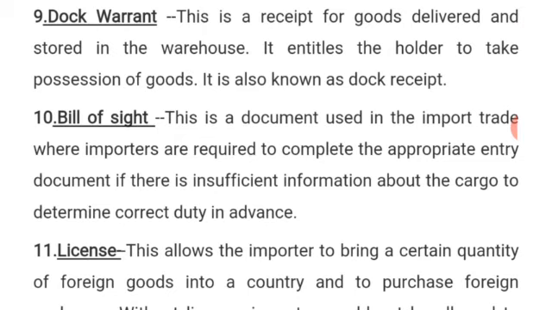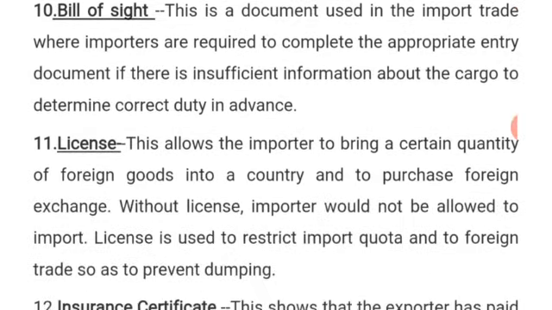that the ship has carried, so that they are going to use it in determining the customs duties that will be paid on the goods. So that's the essence of the bill of sight. When there is no sufficient information about the goods that have been carried, then a bill of sight is going to be given so that they fill it in, expressing the cargo that the ship has carried, to determine the correct duty to be paid.